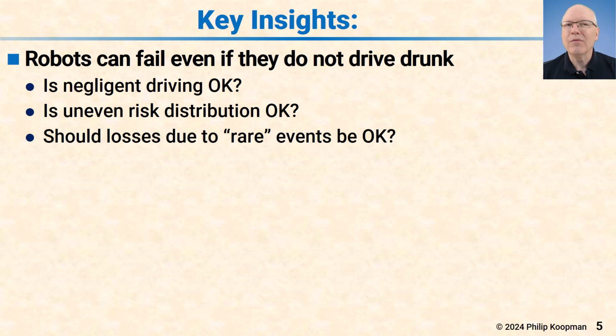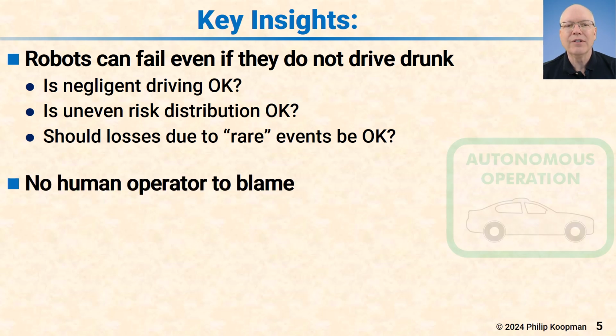What if a computer breaks road rules? What if there's uneven risk distribution? Should losses due to rare events be okay? What we sometimes see from those robotaxi companies is, oh, this particular scenario is very rare, so it should not count. Well, rare high consequence events matter a lot. And so I think we need to dig deeper than claims of net statistical risk and get some granularity into what risk and safety should really mean for these vehicles.